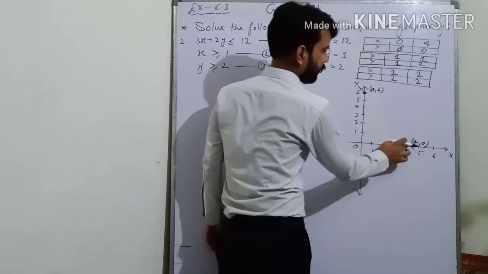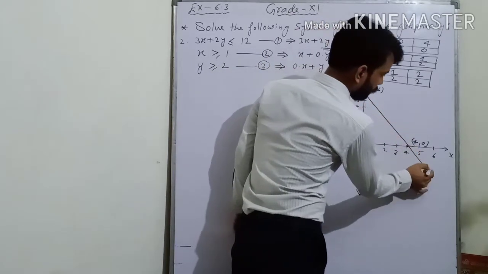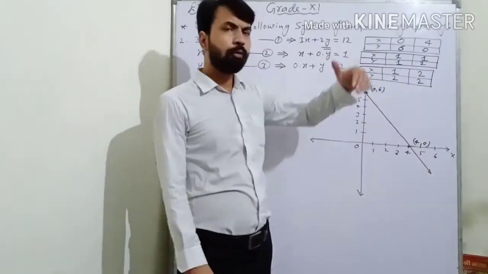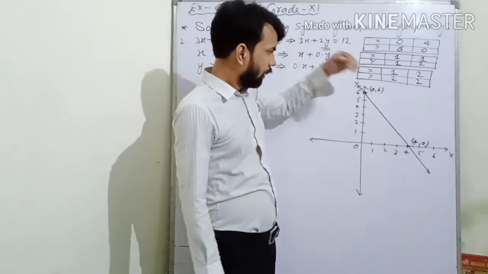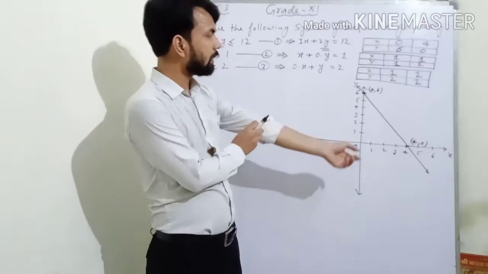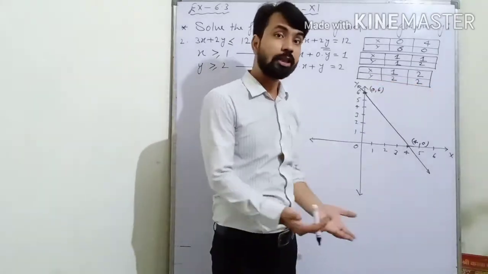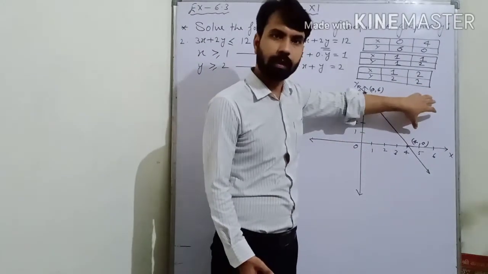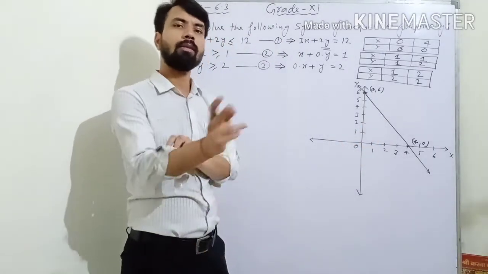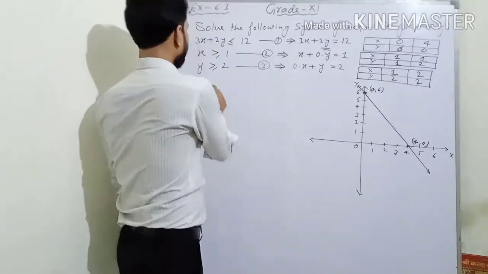Like this. Clear? Now we have to find the shaded region. This line divides the whole plane into 2 parts. One region is towards the origin, another is away from the origin. So which region do we have to shade, this region or this region? What we will do is, for finding the shaded region, we will put x equal to 0 and y equal to 0 in all 3 inequalities.